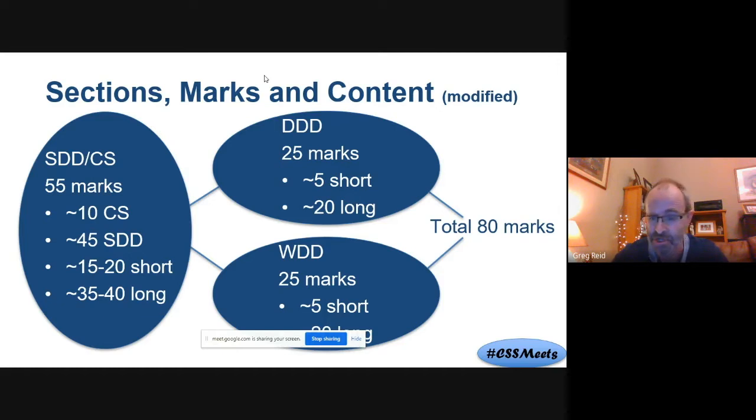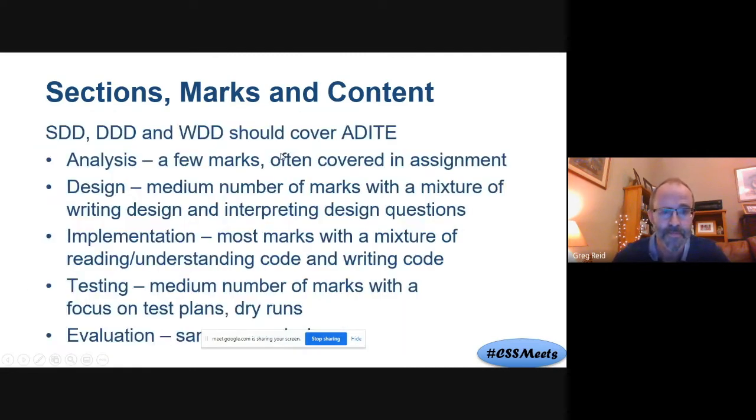15 to 20 marks of short questions, so that's the ones that used to be in section 1 of the paper, but are now the initial questions in each of the sections under this optional model, and 35 to 40 marks long. And then for both databases and web, 5 short and 20 long. And I think at Higher, we've actually got 6 short and 19 long.